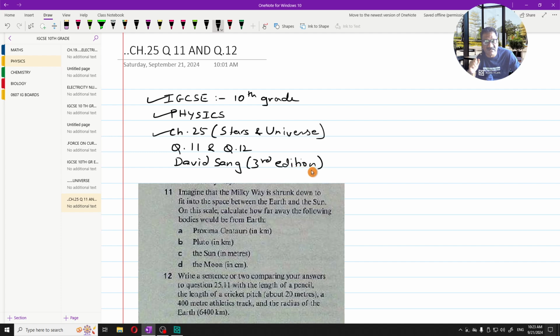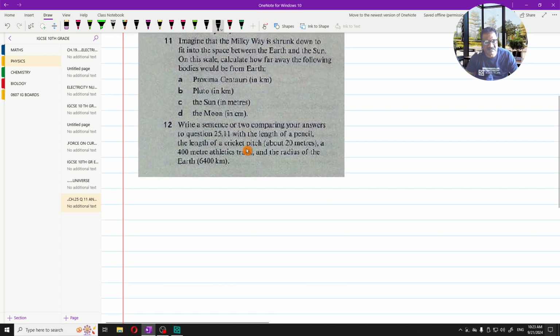And this is the third edition, the latest edition. Okay, so from this book, I have picked up from chapter number 25, question number 11 and 12. Okay, so these two questions I'm going to discuss today with you people. Okay, so let us get started. To start with, here we go with the question first. So on the screen, you can see question number 11 and 12.